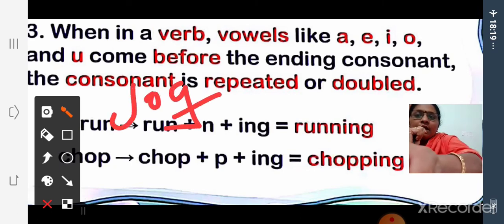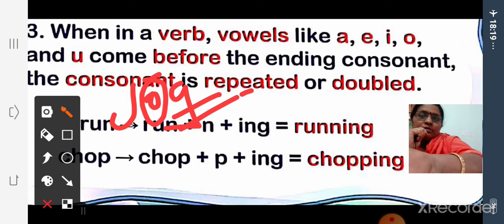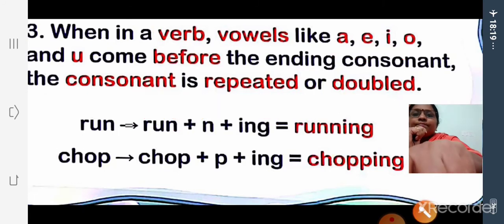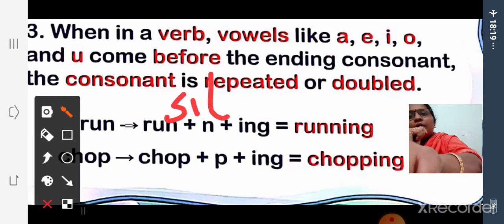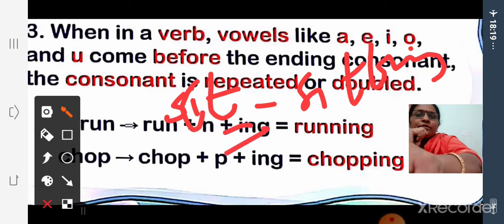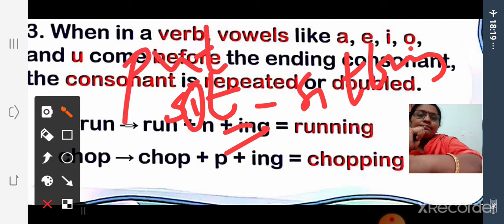Then similar words, what here, jog, J-O-G. Here the last letter is a consonant and right before it is a vowel sound. So jogging, G will repeat: J-O-G-G-I-N-G. In your text it is given. Then look at the word sit, S-I-T. Sitting, S-I-T-T-I-N-G. The letter T doubled because of the influence of the vowel sound. Then put, putting, cut, cutting, etc.